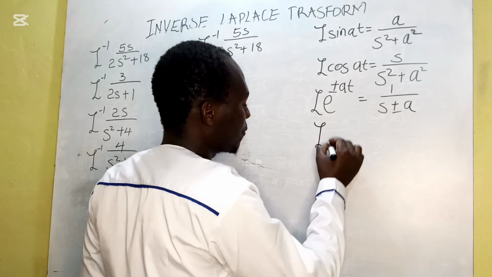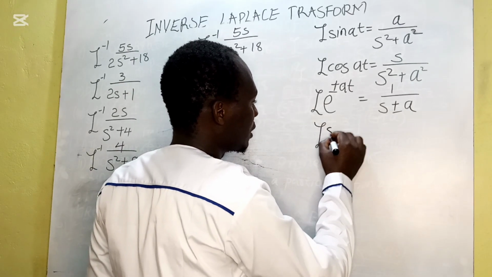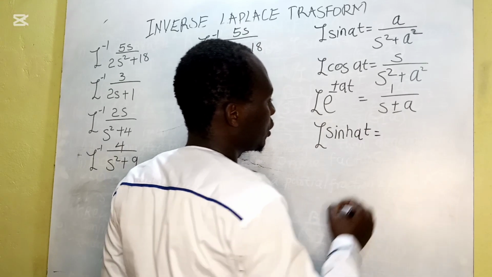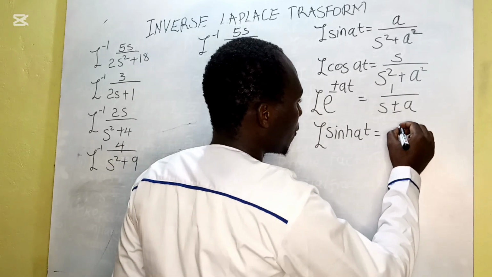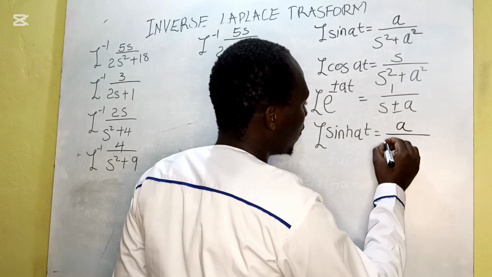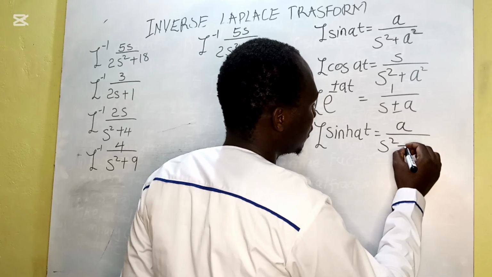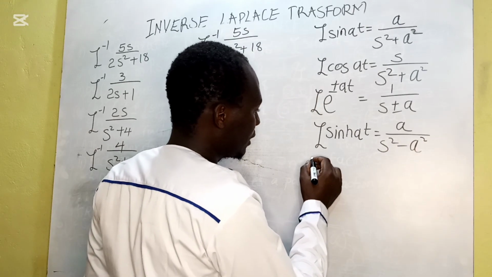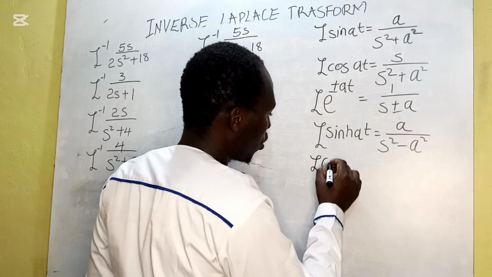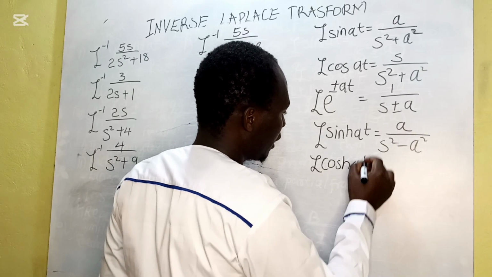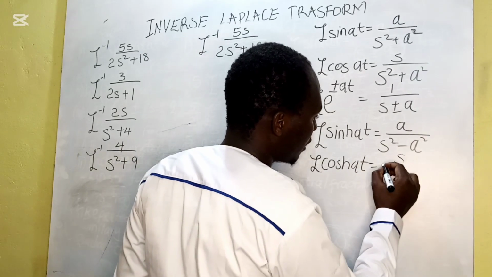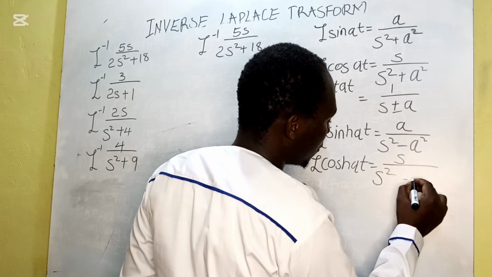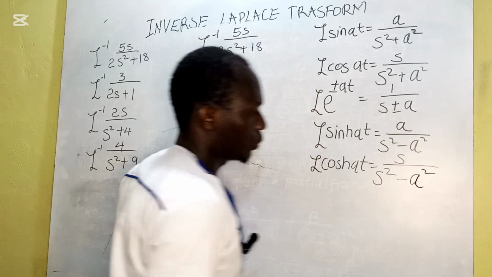The Laplace transform of sine hyperbolic at is equal to a all over s squared minus a squared. And lastly, the Laplace transform of cos hyperbolic at is equal to s all over s squared minus a squared.